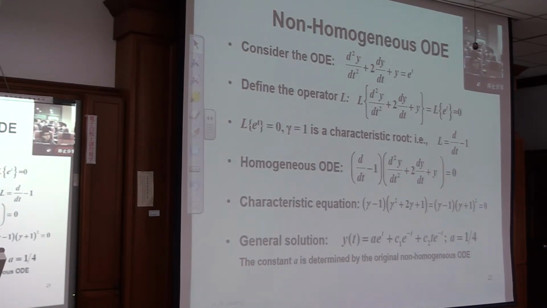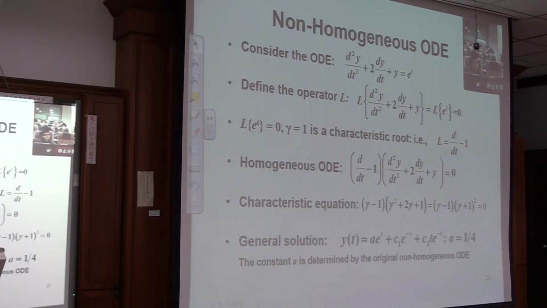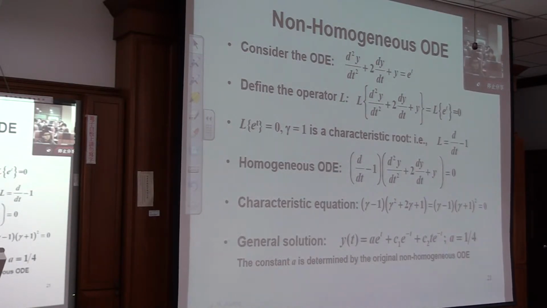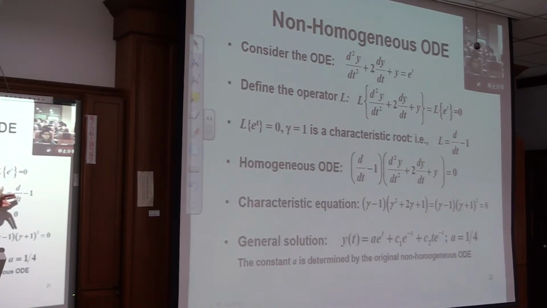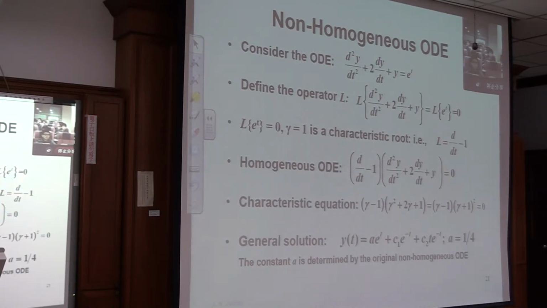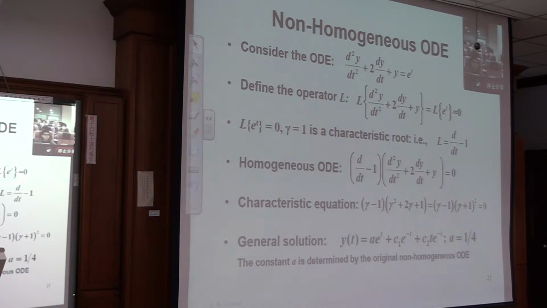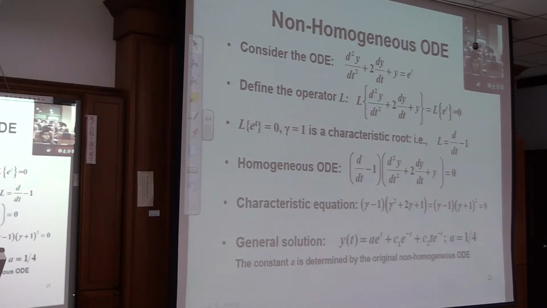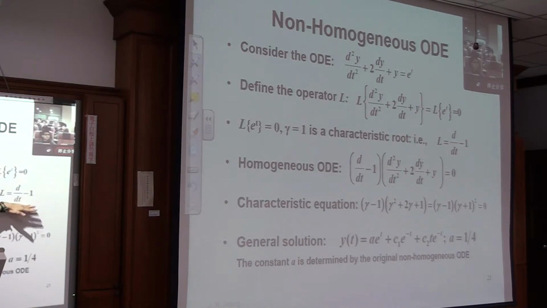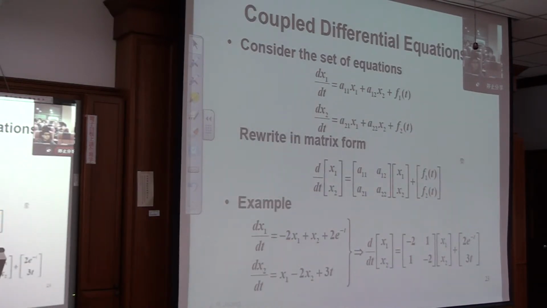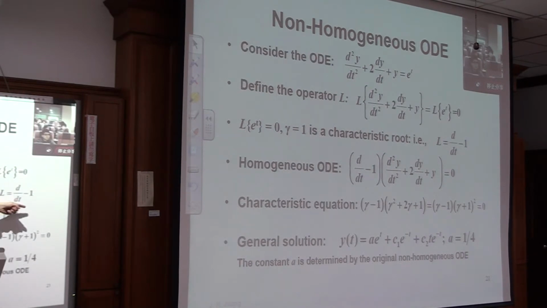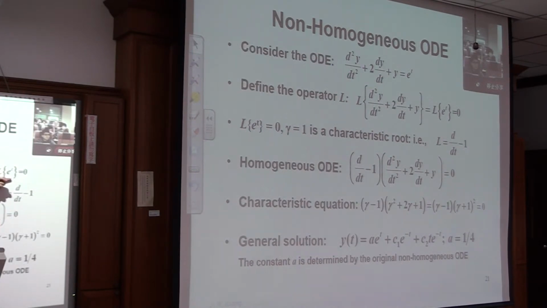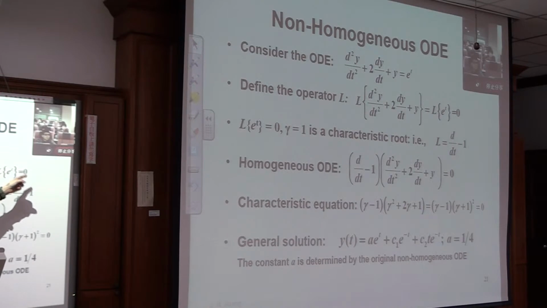We define an operator. This operator is defined as derivative minus 1. What happens if we take the derivative of the exponential function and minus 1 times the exponential function? It becomes 0, right? So if we use this operation on this exponential function, it becomes 0.